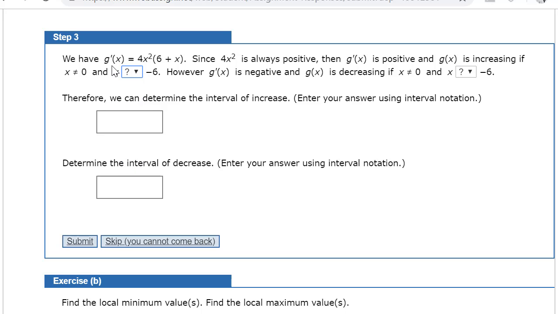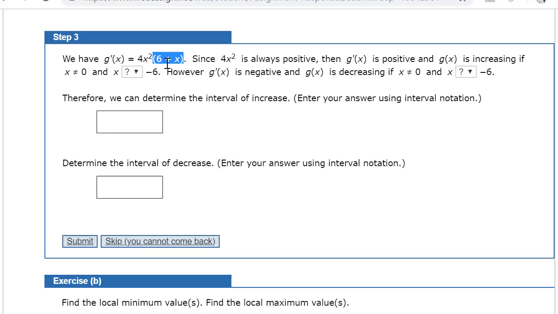Alright, in our step 3, they're asking us if g prime of x is equal to this factored form of the derivative. That's 4x squared times 6 plus x. We know that 4 times x squared is always positive. So the only thing we want to look at to see if g prime of x is positive is x plus 6. So it's positive, and then the original function is increasing. Remember, at 0 there's nothing happening, and so we just care about when this thing is positive.